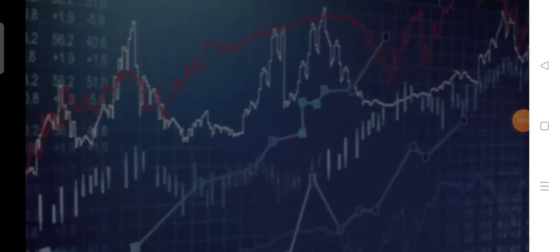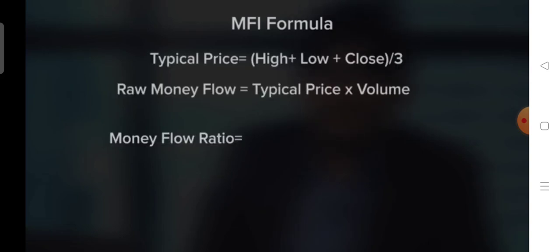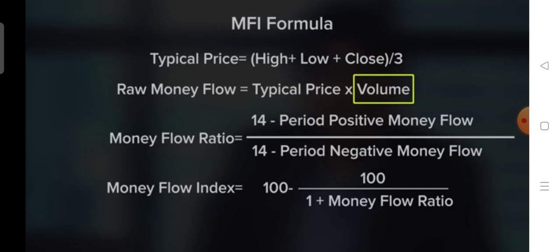Going to discuss an indicator called MA5. This MA5 indicator is much like the RSI indicator, especially in the calculation. But the important thing is that the component of volume is included in this indicator.